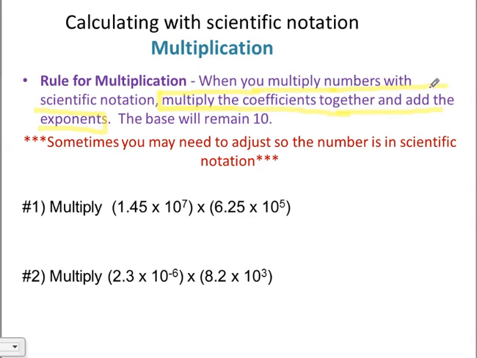So go ahead, let's try some here. 1.5 times 10 to the 7th times 6.25 times 10 to the 5th. Let's go ahead. Multiply our coefficients. So go ahead, you can grab a calculator.